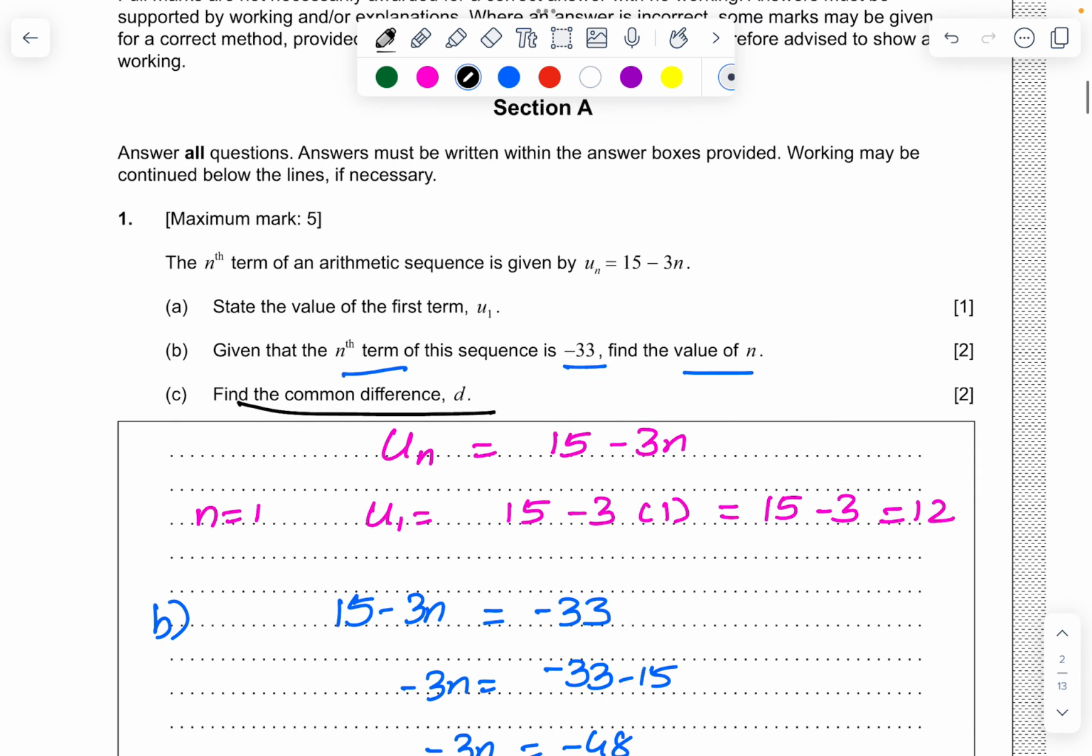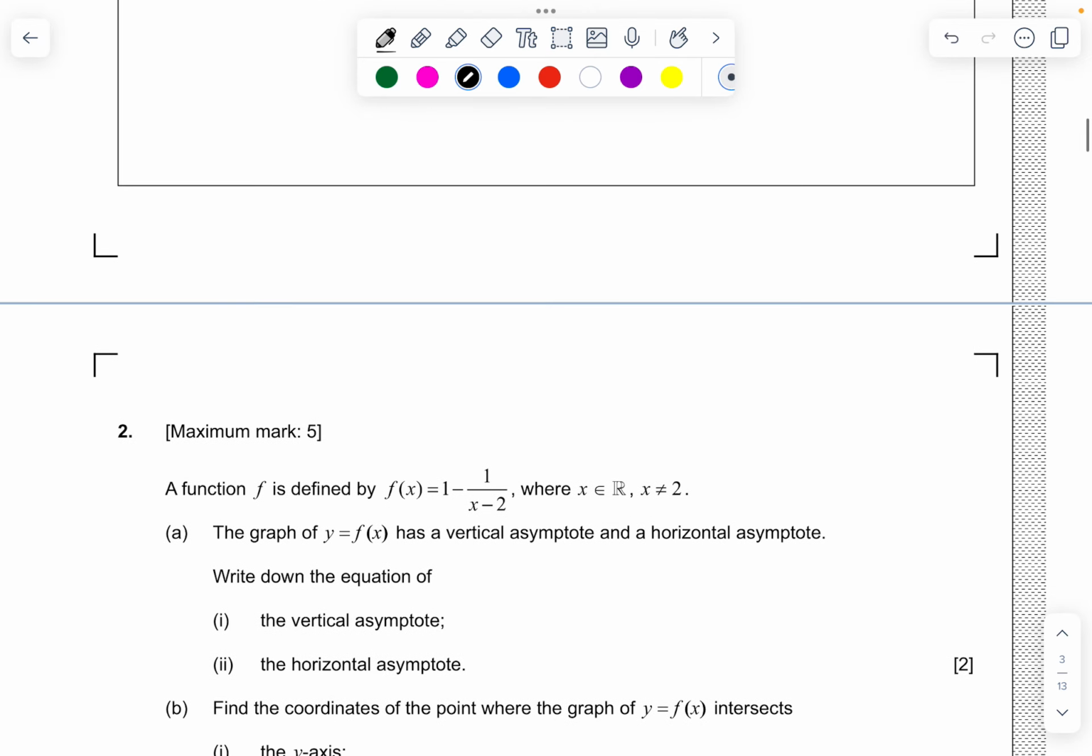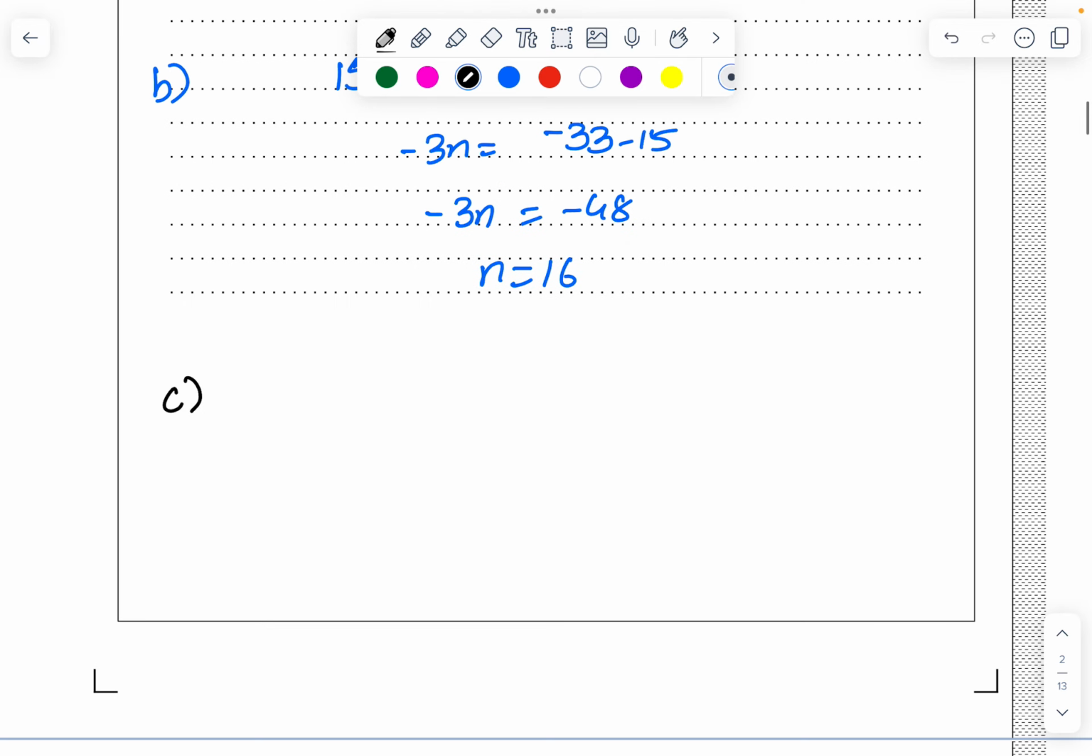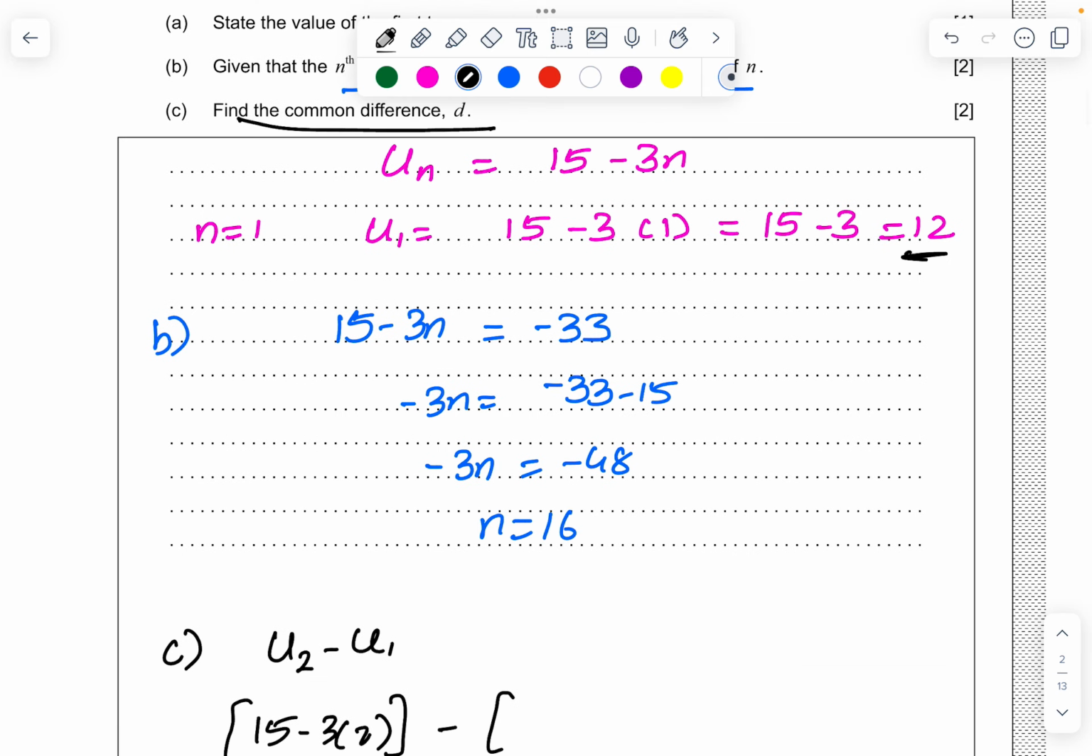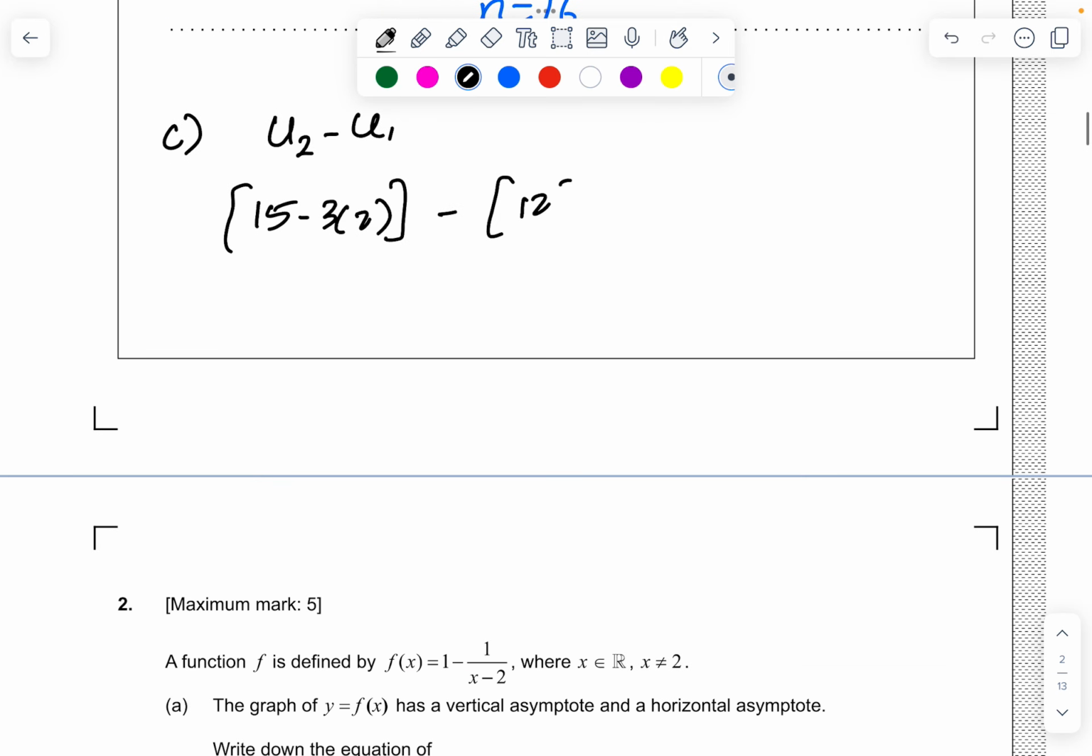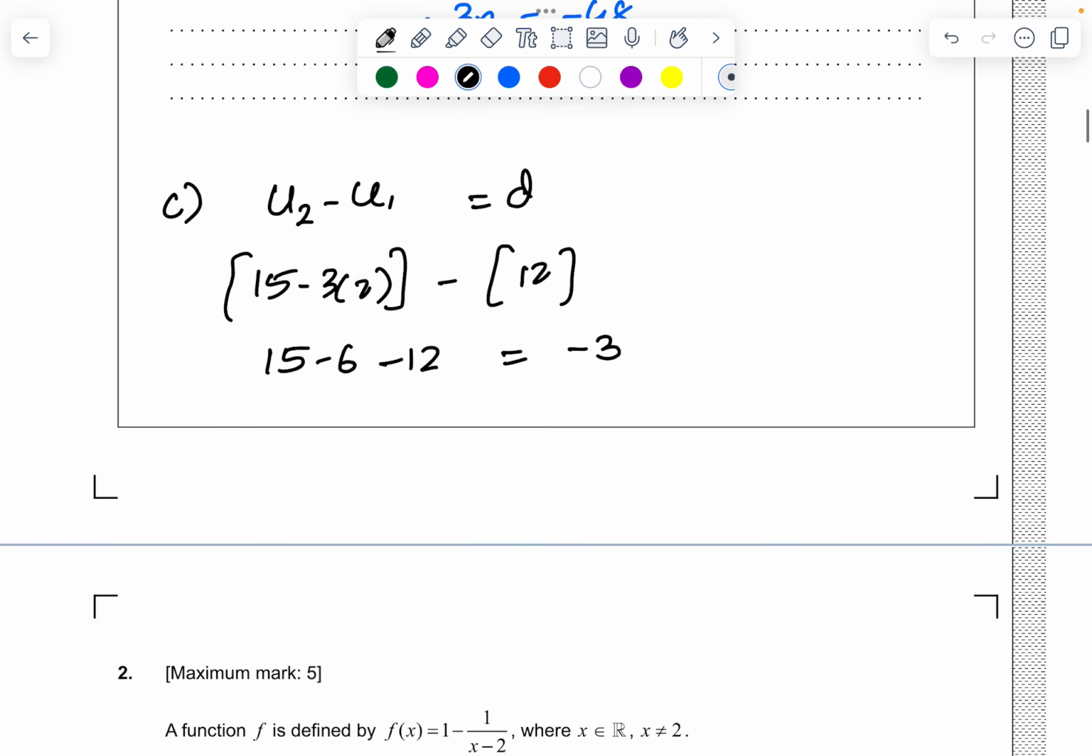Part C, find the common difference. So the common difference is nothing but u2 minus u1. u2 means 15 minus 3 times 2, minus u1. u1 just now we got as 12. So that is 15 minus 6 minus 12, which is negative 3. So the common difference is negative 3. That's going to be the answer.